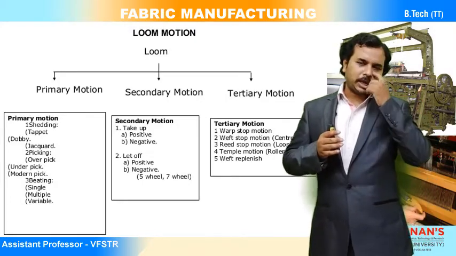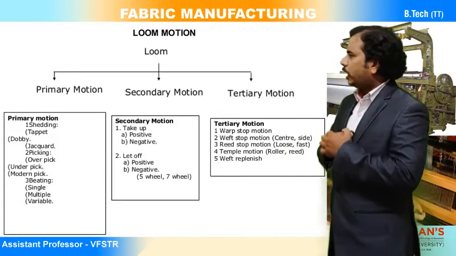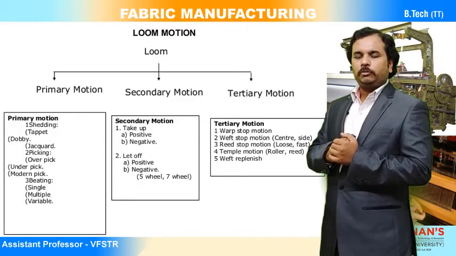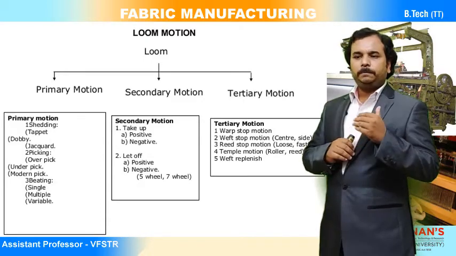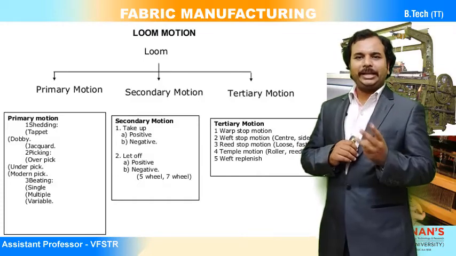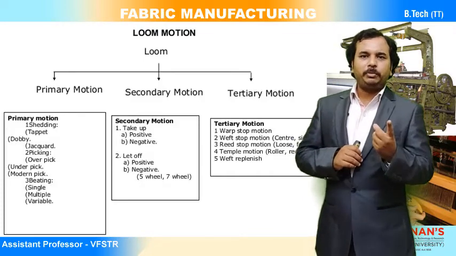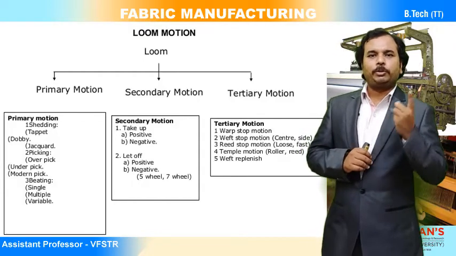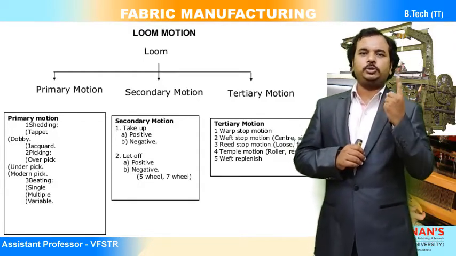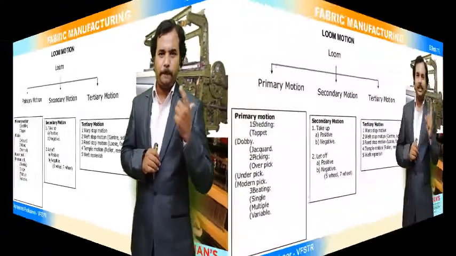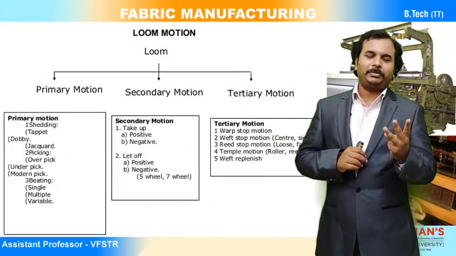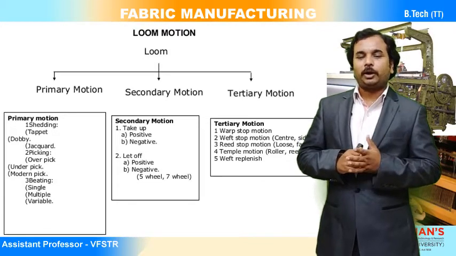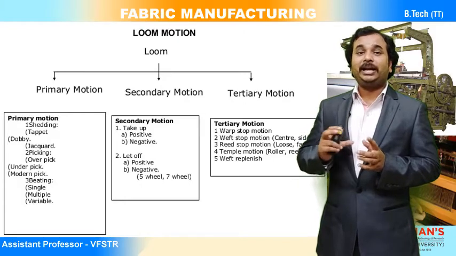So these are the complete classification of the loom motions or loom mechanisms. Once again I am repeating that the loom motions are classified into three categories: primary motions, secondary motions, and tertiary or auxiliary motions. Primary motions are classified into three categories: shedding, picking, beat up. And secondary motions are warp let off and fabric take up.